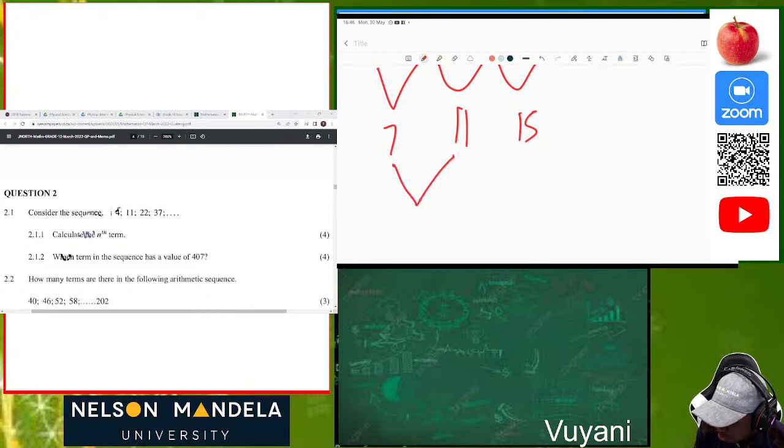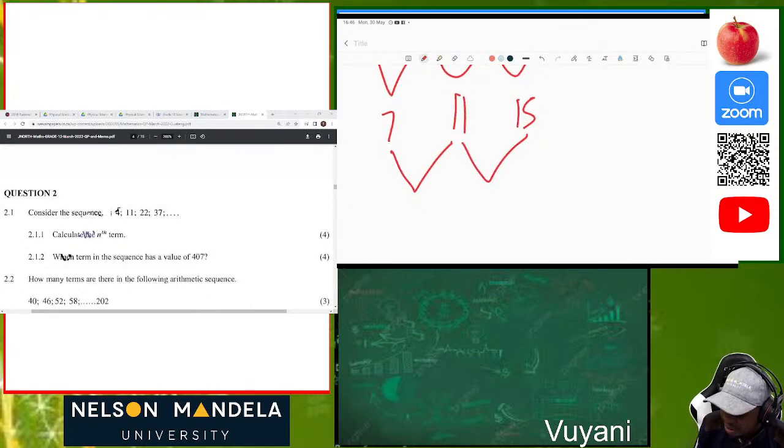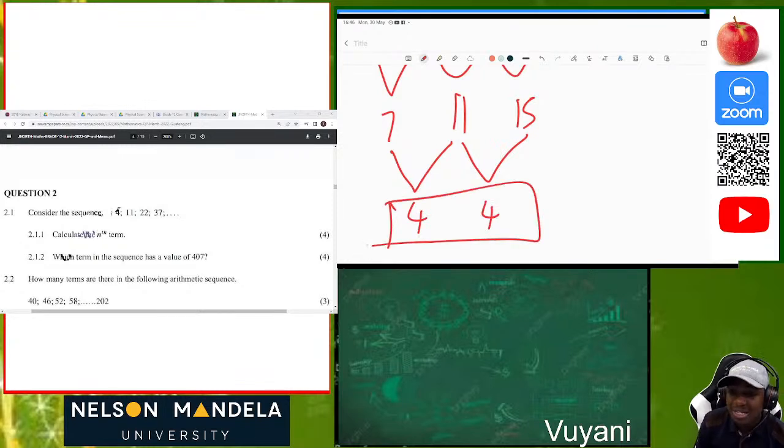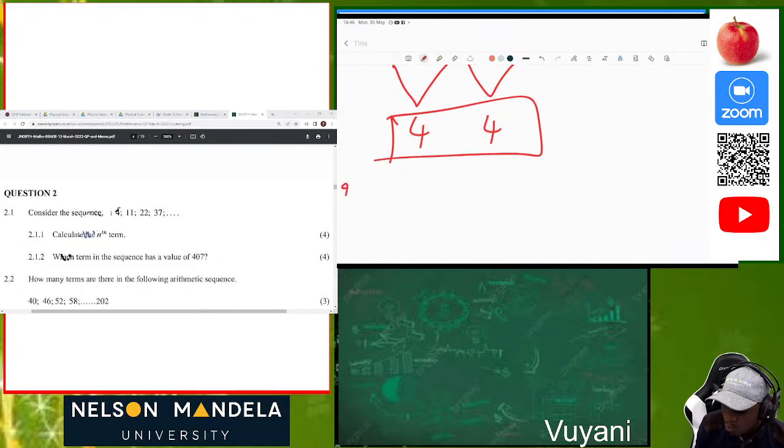Let's just prove that now. 11 minus 7 is 4. 15 minus 11 is also 4. So it has a second constant difference. So coming to 2.1.1, they say calculate the nth term.